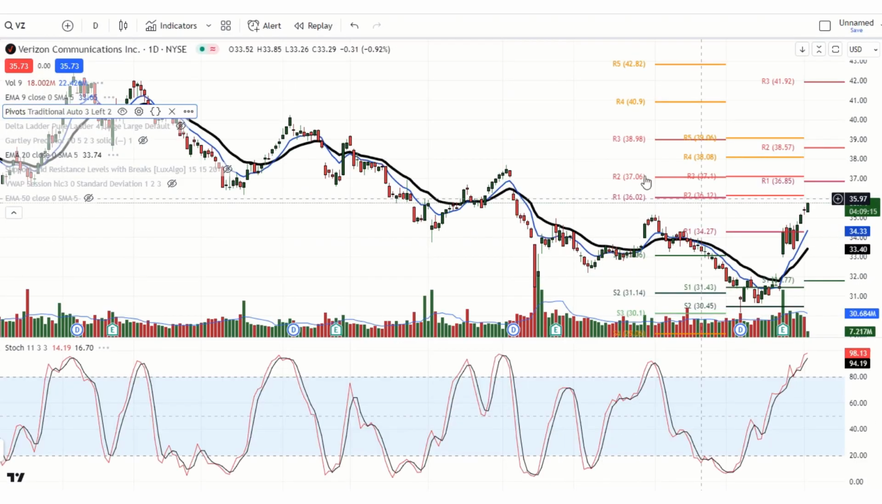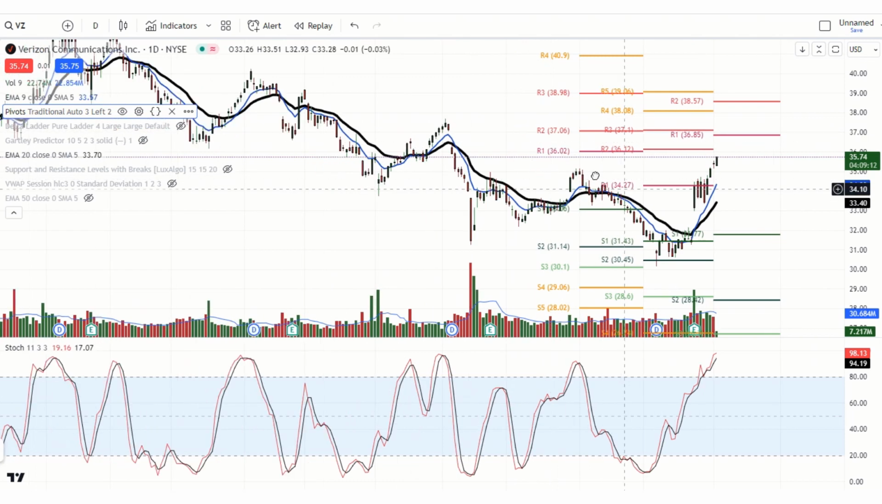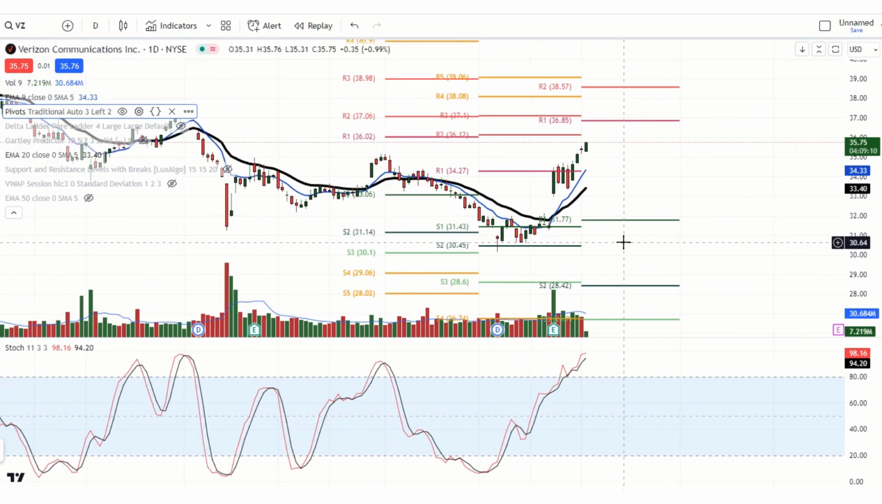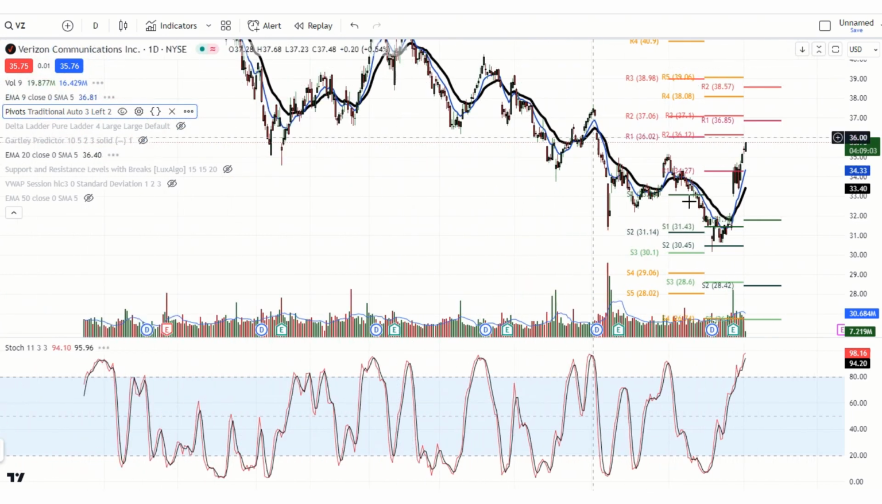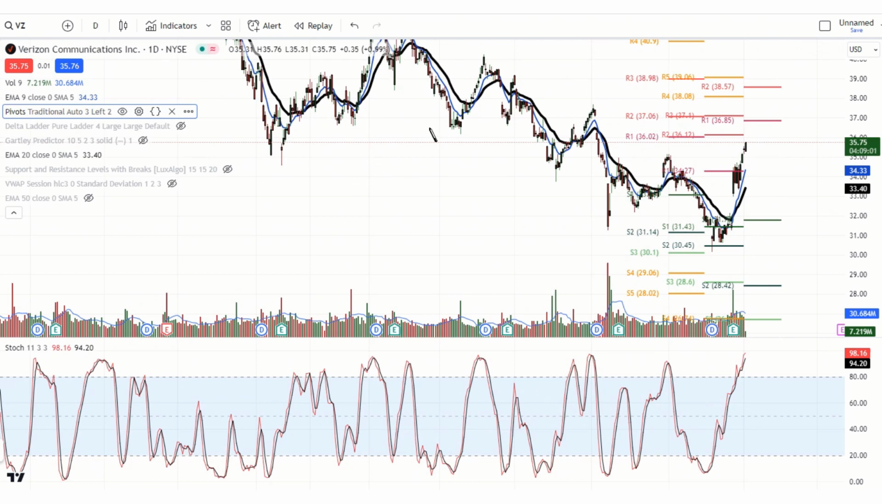Verizon now, look at Verizon, and I said this a while back. I said when Verizon starts getting the move, it's going to get a nice move because why? We had such a monster sell-off on Verizon. Look at this monster coming down, okay?